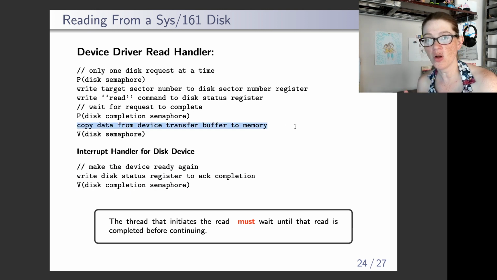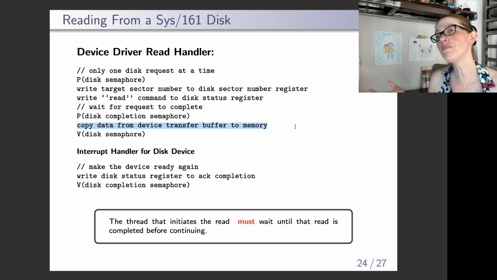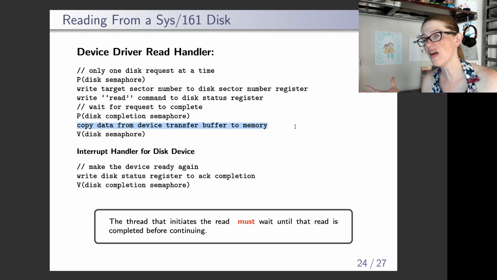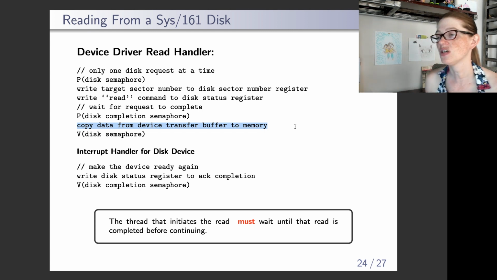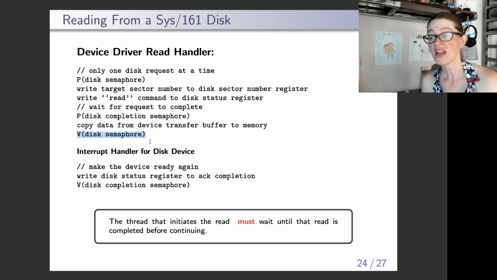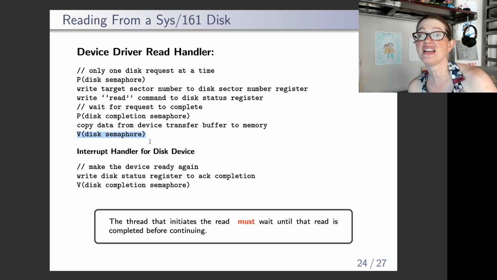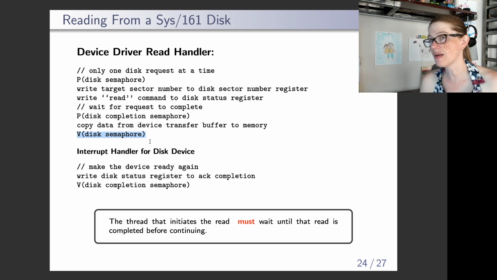before I release my hold on the disk is I need to copy that data, that sector that was read, out of the transfer buffer and into the program's address space. And who better to do that than the program, the thread that actually made the request. Once we're done that, and we might handle some errors as well, then we can finally release our hold on the semaphore. So for disks, and for devices, we tend to use semaphores.